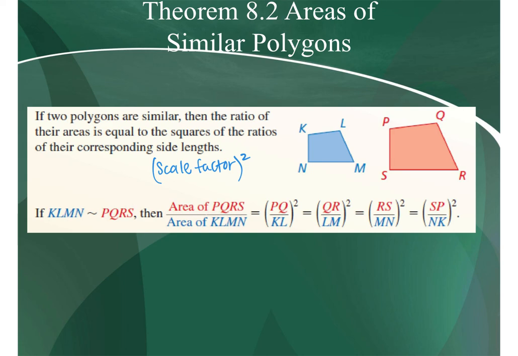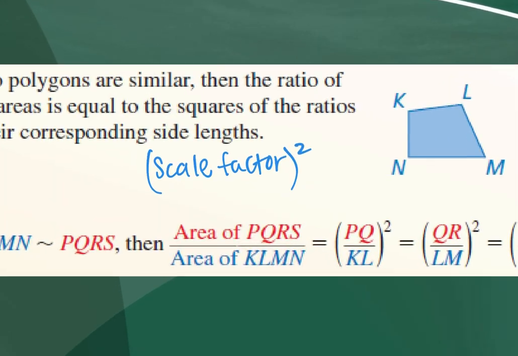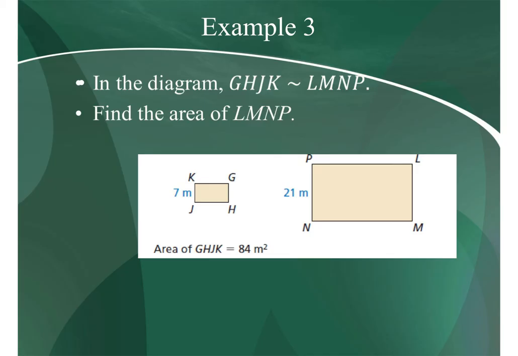So in other words, the area of PQRS divided by the area of the smaller figure is going to be equal to the ratio of any two corresponding sides, but then squared. So for example, PQ over KL, and then you square it, and those two will be equal. So take the scale factor of any two sides, square it, and then you'll have the ratio of the areas. They're proportional by our scale factor. What are we doing to our scale factor? Square. All right, let's do an example.